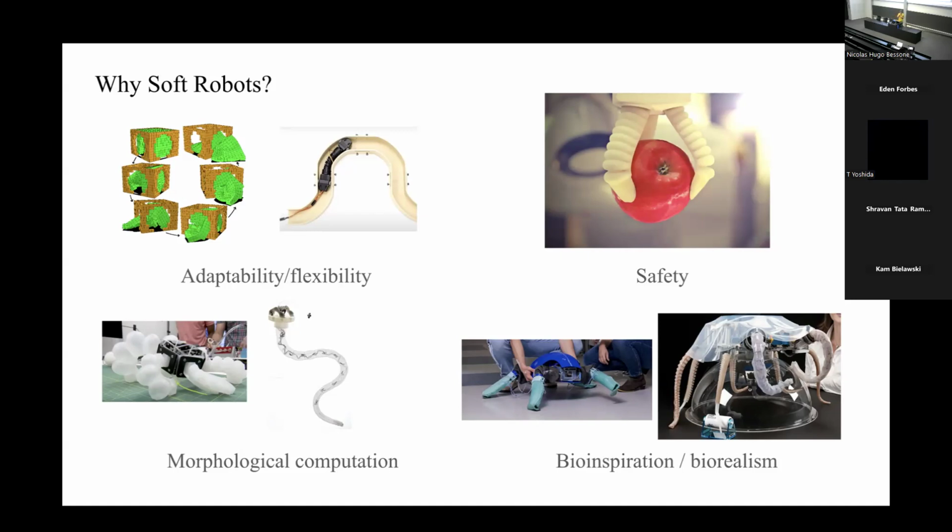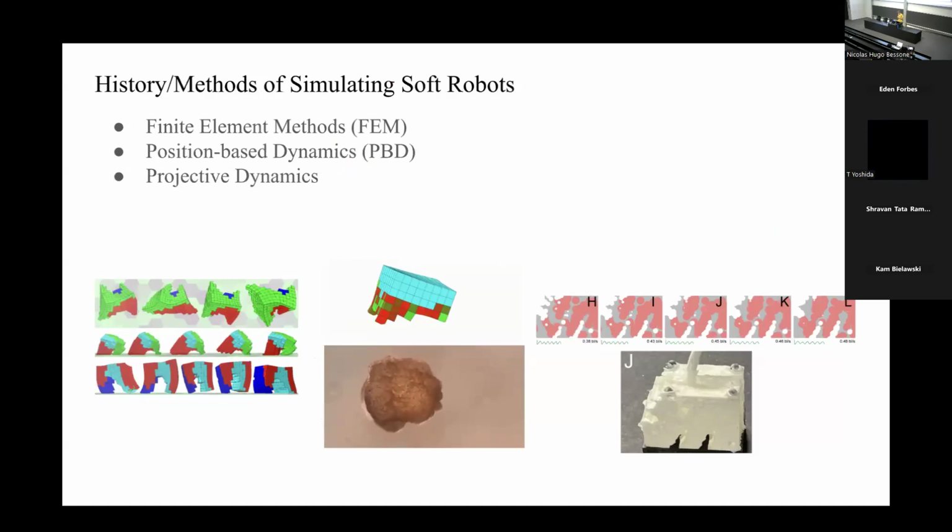And then maybe on the bottom left, you can boil a lot of the reason why you might want to do soft robots to morphological computation. Soft materials have just a lot more intrinsic computational power. And then, of course, if we look to the biosphere, pretty much all of the organisms we observe have soft components, and for good reason.